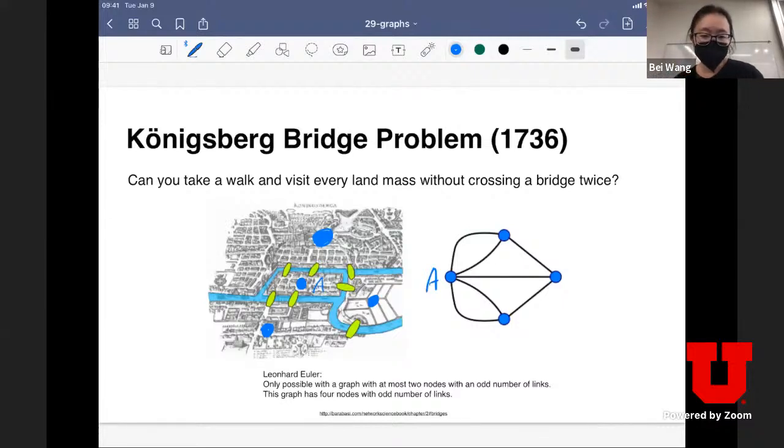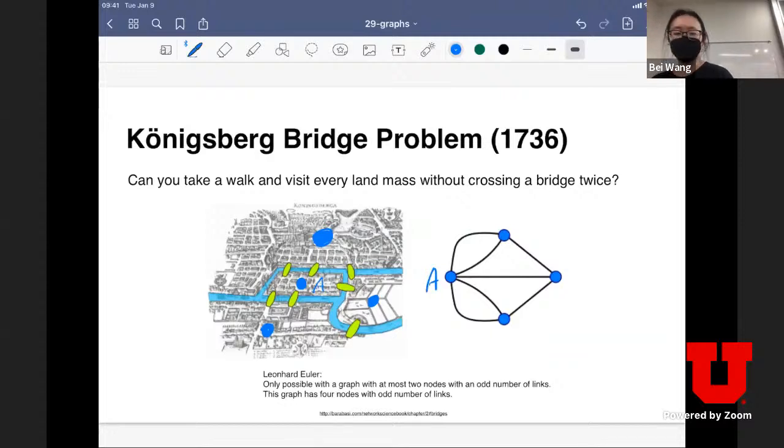The idea is, can you go through all the land without passing through the edges more than once? The way to solve this problem is that this is only possible if the underlying graph has at least 2 nodes with an odd number of links. And this one actually has 4 nodes with an odd number of links. So the answer is no. This is the birth of graph theory.